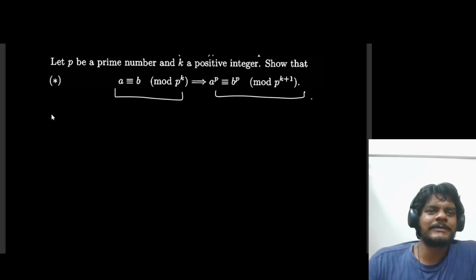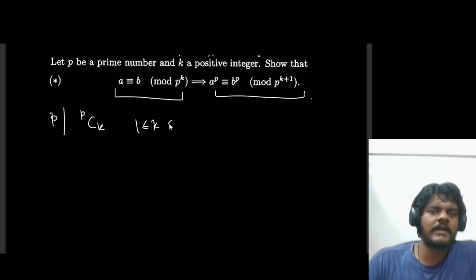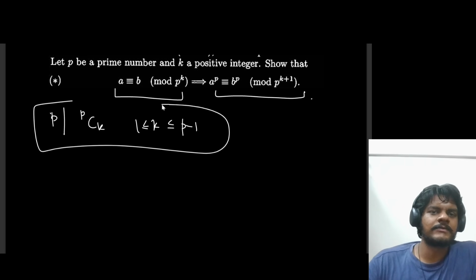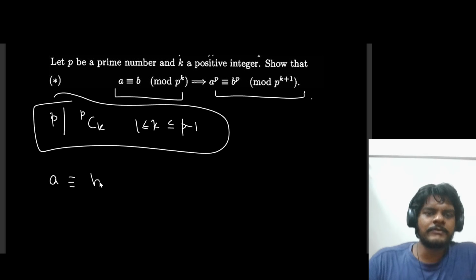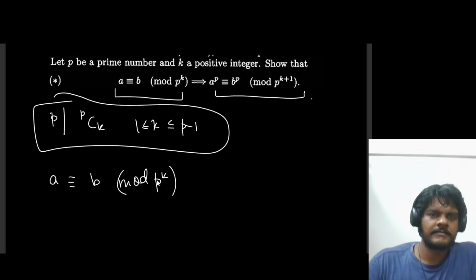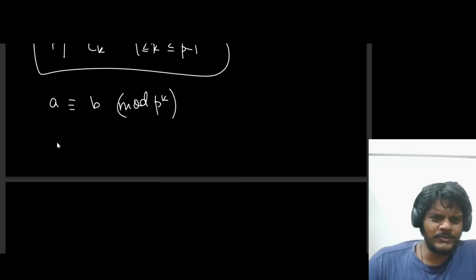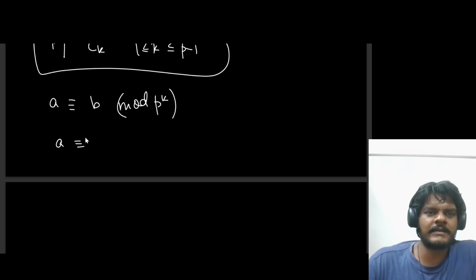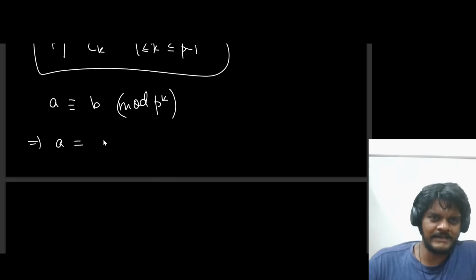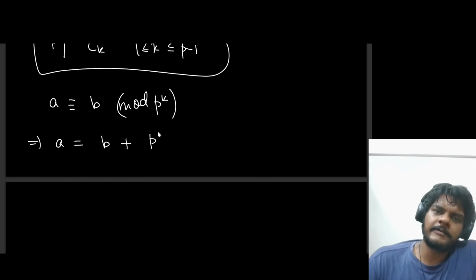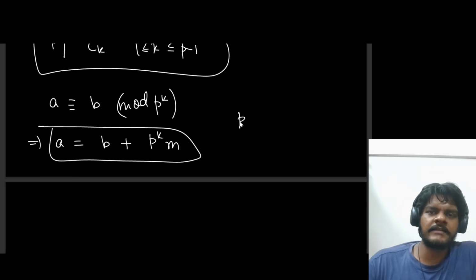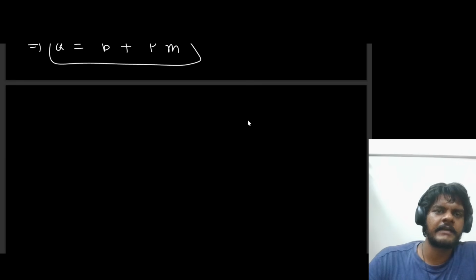What does it use? It uses that P must divide PCK for K between 1 and P minus 1. This is what this is going to use. How? A is congruent to B mod P power K, right? What does that do? That will imply A is equal to B plus P power K into some M, right? And what are we interested in? We are interested in A power P and B power P. So I'll take A power P.